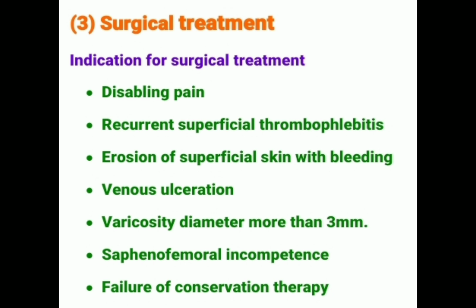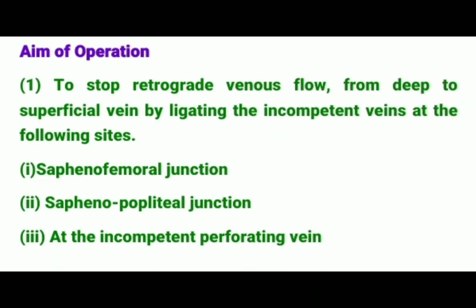What will be the aim of operation? To stop retrograde venous flow from deep to superficial vein by ligating the incompetent veins at the following site: saphenofemoral junction, saphenopopliteal junction, or at the incompetent perforating vein.